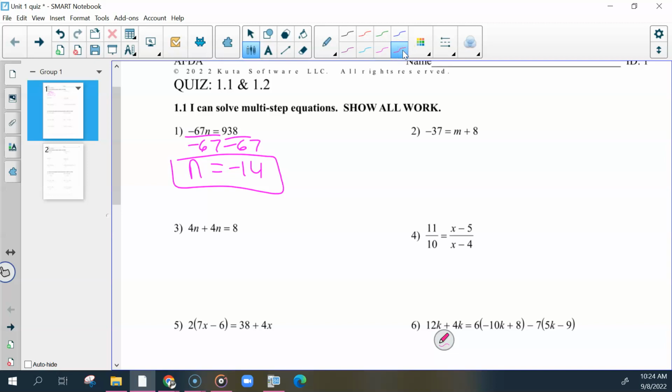For number 2, we needed to get M by itself, so the easiest way to do that is to subtract 8 on both sides. Get negative 45 equals M. Make sure you're boxing in your answer. That way we know that is your final choice, final answer. I didn't really see a whole lot of issues with this one, except make sure if you're moving things to the opposite side, you're doing the inverse or opposite operation. Questions on that one?